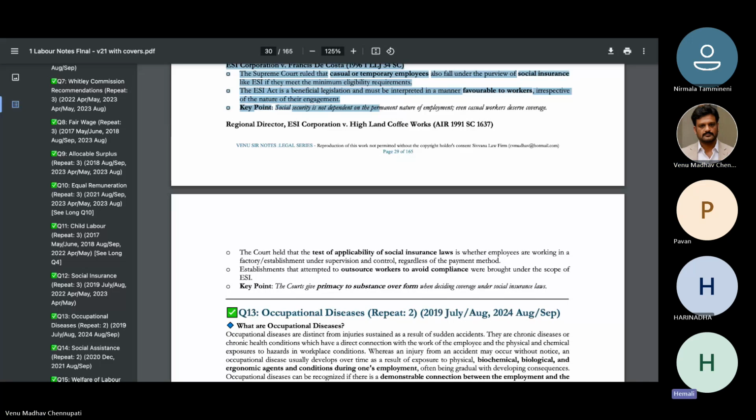Oh, okay. Under supervision and control of that particular establishment. So this was a landmark judgment. Even if you outsource, it doesn't really matter, they were working under you. Correct. So this is a landmark judgment which they gave. And this was basically given in 1991.